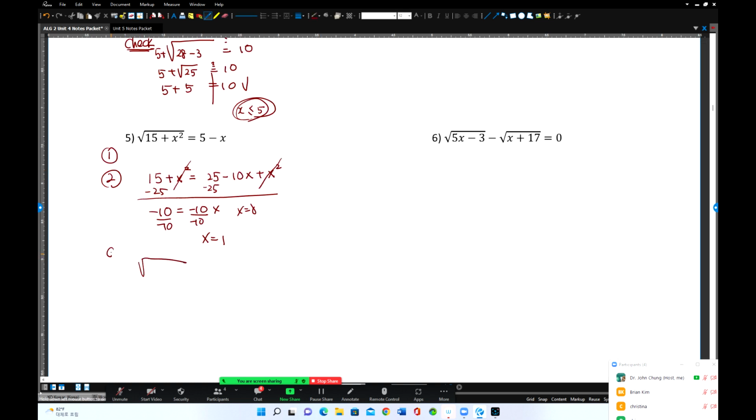Check. 15 plus 1 squared is 1, equals 5 minus 1. Is this correct? Left hand side, square root of 16, that is equal to 4. Right hand side also 4, right? Yep, they are equal. So this is the solution.